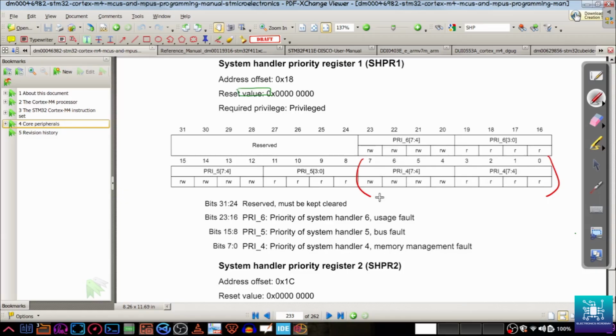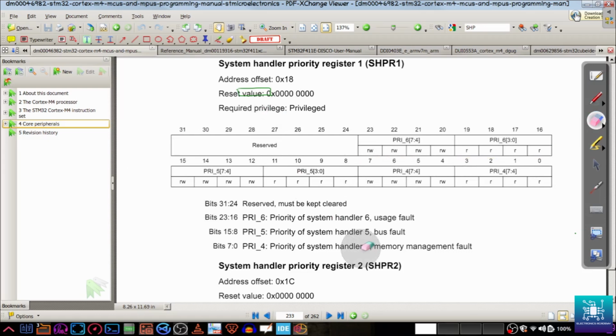That is, it starts from the memory management fault exception. So you cannot set the priority of the exceptions above this. So it starts from this. Then the priority 5 here is the bus fault exception. Priority 6 is the usage fault exception. Now if you go further down, so this is the first register.